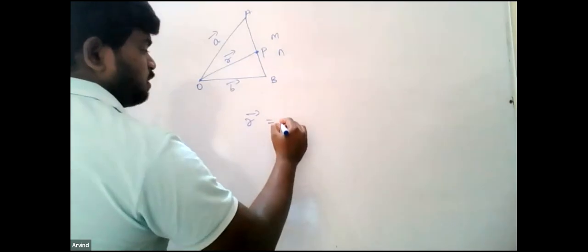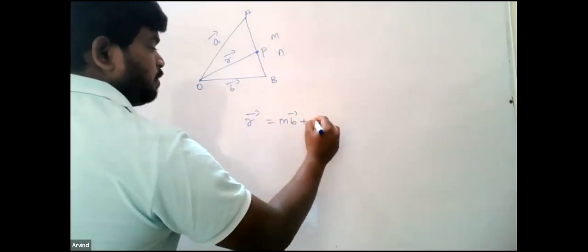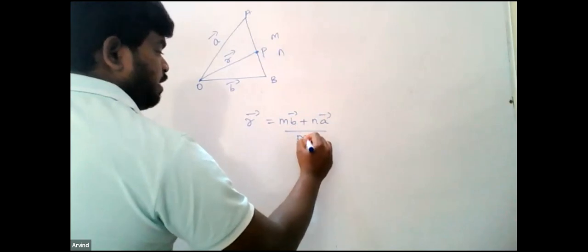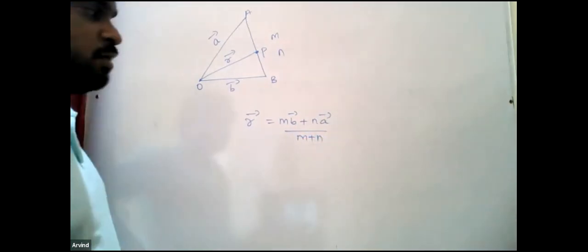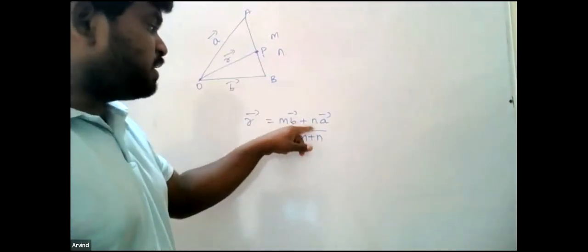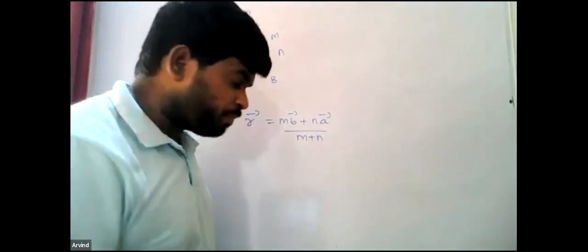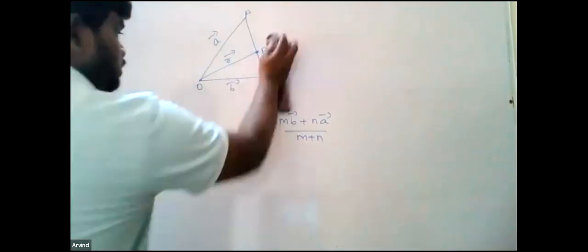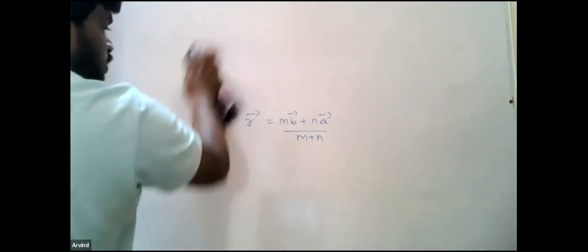m2x1 plus m1x1 by m1 plus m2. Yeah, but here in terms of vectors, m into b vector plus n into a vector divided by m plus n. Okay, this is the formula. If it is dividing externally, then it is m b minus n a divided by m minus n. Okay, so this will be the formula. So let me write it again. The position vector of a point which divides the line in the ratio m:n is m b vector plus n a vector.